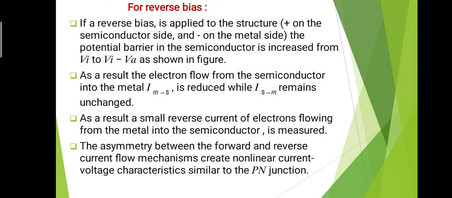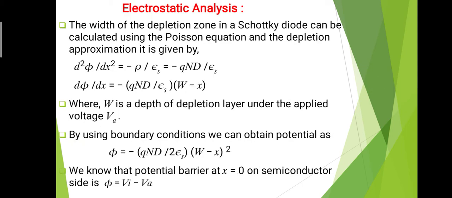So this is all about forward bias and reverse bias. Now we can analyze all these things with the help of electrostatics. In the electrostatic analysis, the width of the depletion zone in a Schottky diode can be calculated using Poisson's equation and the depletion approximation. We know that a depletion region is formed, and its width can be calculated with the help of Poisson's equation.